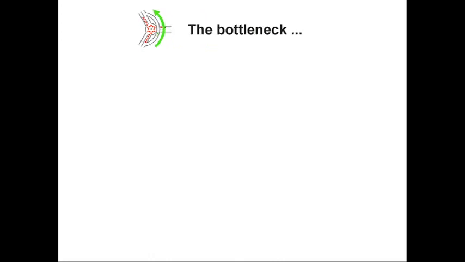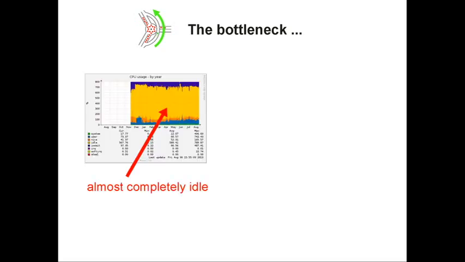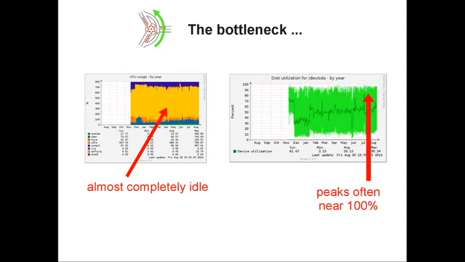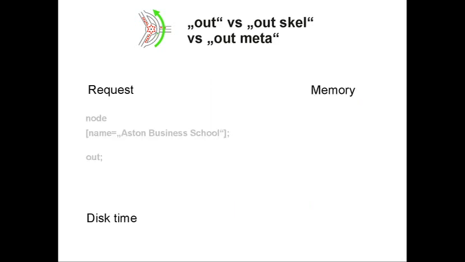To find the bottleneck of the server, we investigate the Munin diagrams. While the processors are almost always idle, the disk often peaks near 100% usage. So we only need to care about disk activity. Thus we count in the following only the seconds spent reading the disk. We take a simple example and vary the verbosity of the output. The two statements of the request are executed one after another.